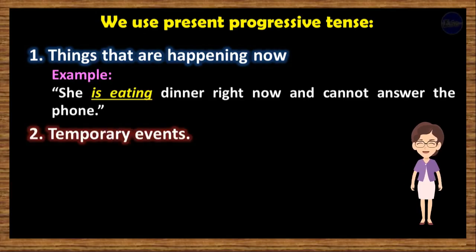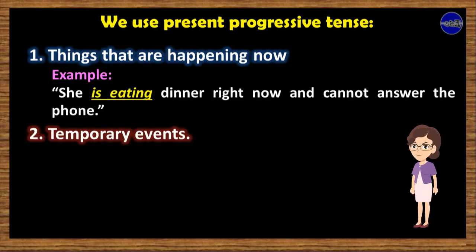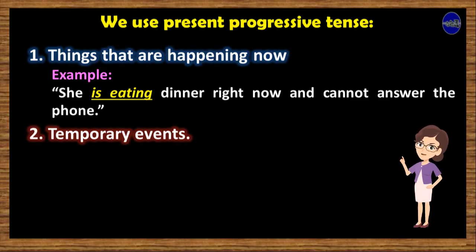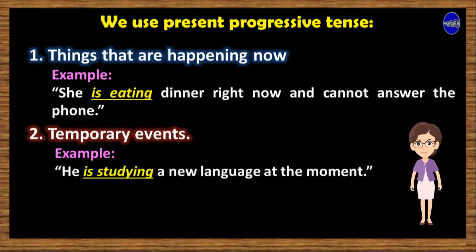2. We use present progressive tense for temporary events. For longer actions that may be taking place for a temporary period only, you can use the present continuous tense to describe them. It can be used for any temporary situation, no matter how long or short it is. For example, he's studying a new language at the moment.